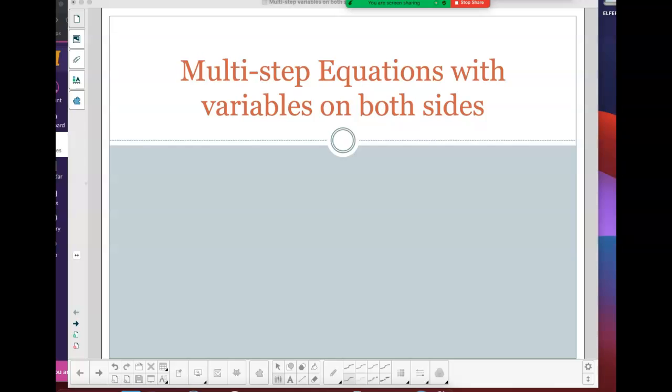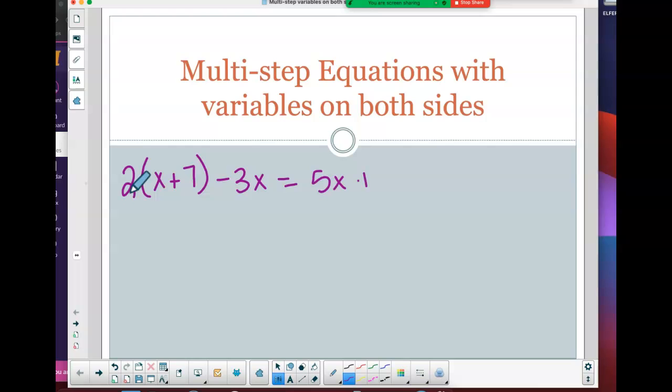Okay, what we're going to talk about today is that final type of equation. The multi-step equation with variables on both sides. So remember when we started this unit and I gave you a big long equation and I said eventually you're going to be able to solve that? Yeah, and some of you were like, yeah, I can do that. Some of you were like, no, I can't ever do that. Okay? Today, we're getting to the problems like this.